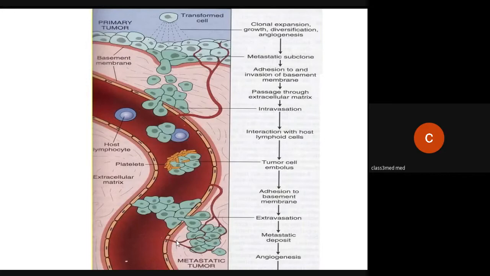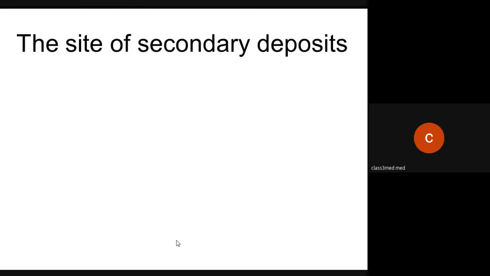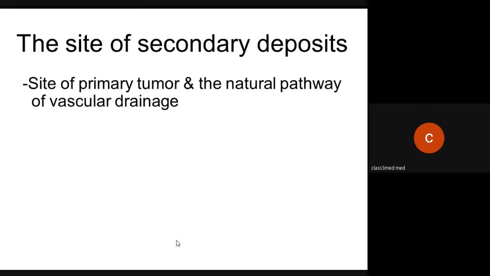Now, what are the factors that determine the site of the metastasis, the secondary tumor? The important factor is the natural pathway of vascular drainage. Example, breast carcinoma. The natural lymphatic drainage is to the axillary lymph nodes and to the intermammary lymph nodes. Okay, mainly to the axillary lymph nodes. So carcinoma of the breast is expected to metastasize to the axillary lymph nodes. Those axillary lymph nodes are within the natural pathway of the lymphatic drainage of the breast.